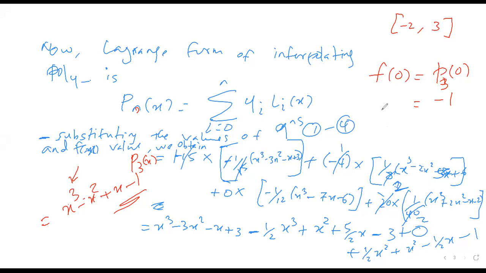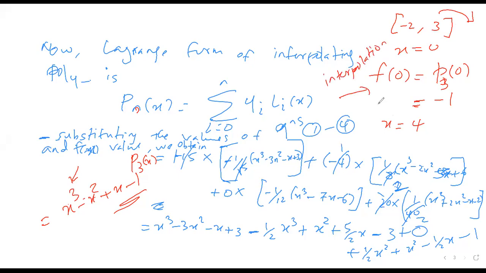What if x equal to 0? What if x equal to, let's say, 4, something outside? Okay, if you put something inside, we call this an interpolation. Okay, this is an interpolation.